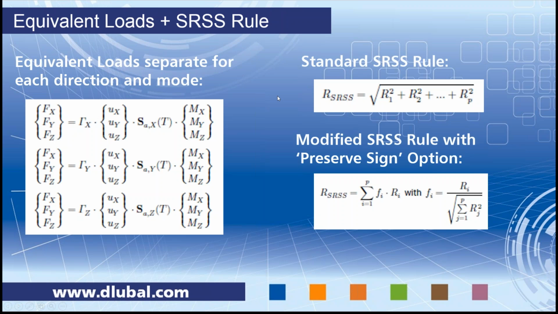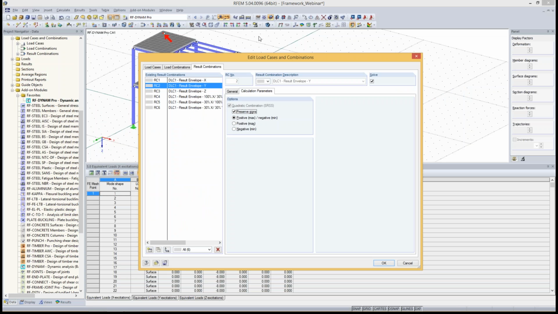And you have here just a small word to the SRSS rule. You have the standard SRSS rule, which would provide you only positive values, so you would lose all your signs. And if you keep the preserve sign option activated, this is a modified SRSS rule which builds result combinations which are consistent in itself. So if a positive normal force belongs to a negative moment, this is kept applying this rule. So it's quite important to keep this rule. And we go back to RFEM. So this is the default, and I would recommend to keep it activated.